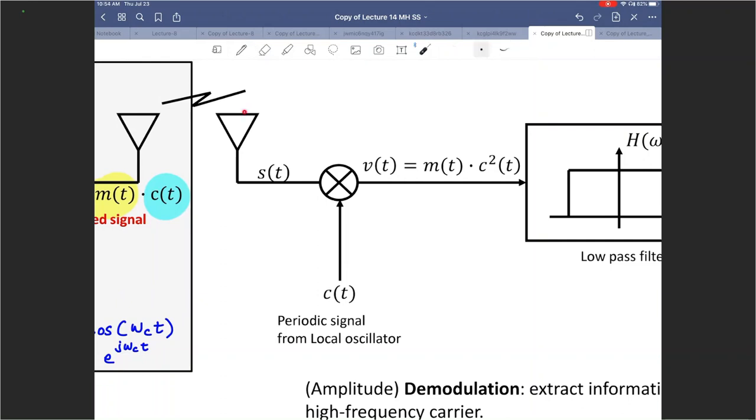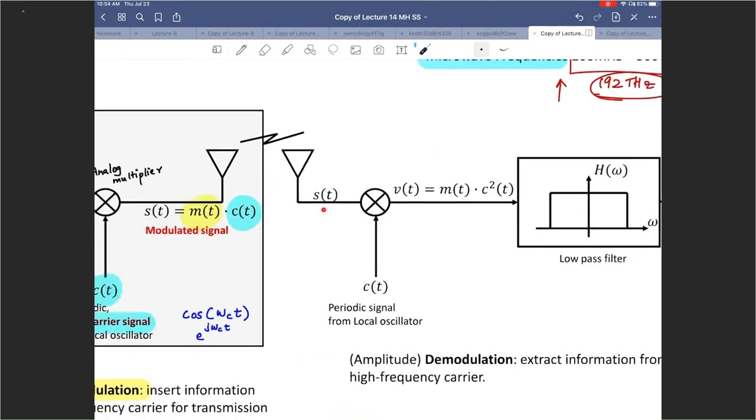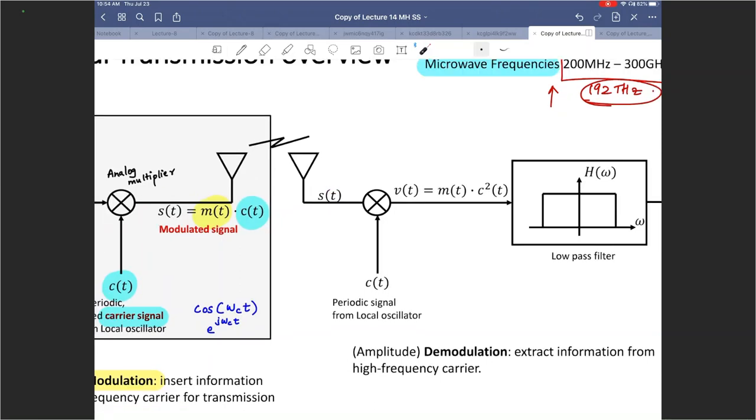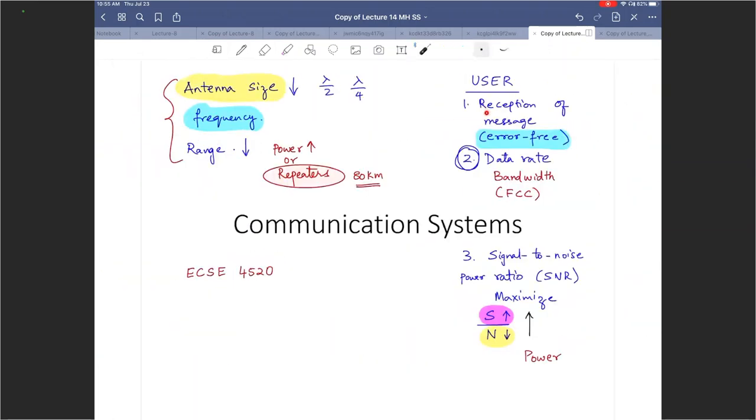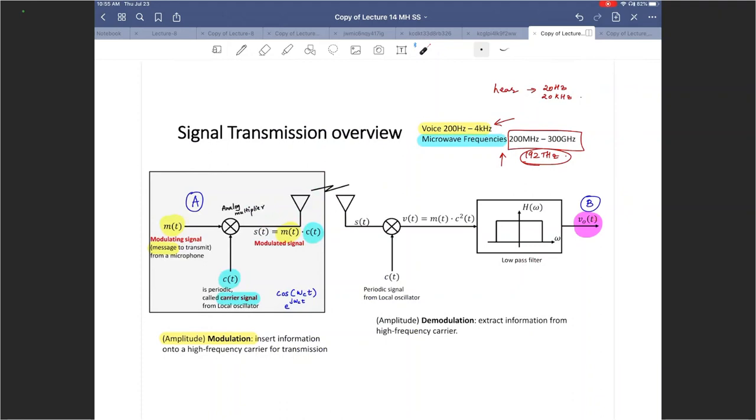Let's continue here. I have the receive antenna that comes in, and I'm assuming that there was no problem during transmission. I sent S of t, I got S of t. It practically doesn't happen. You get something different. But your goal is what? Your goal is to match these two. So your goal will be that at the end, point B, whatever point B is, V sub O of t matches M of t, the message that you are trying to transmit. That's your primary goal, because in step 1, you guys said user is interested in receiving the message. That was your point number 1. And that gets completed if V O of t is as close to M of t as possible.